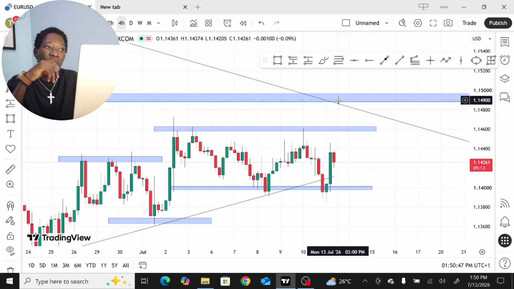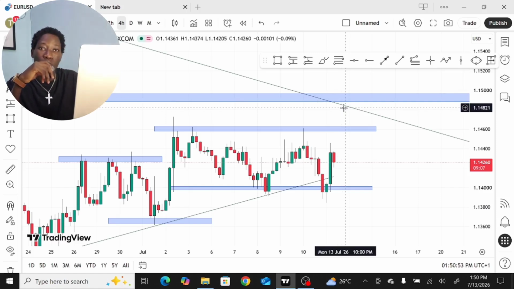And this level is the level I've been waiting for, because I feel like if it gets to this particular level, because this level is a key level on the daily time frame, it might start selling towards the downward side, or a sell might happen.